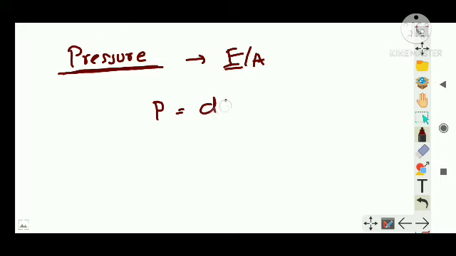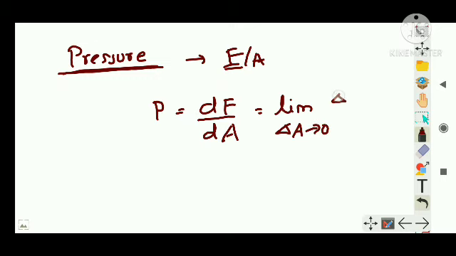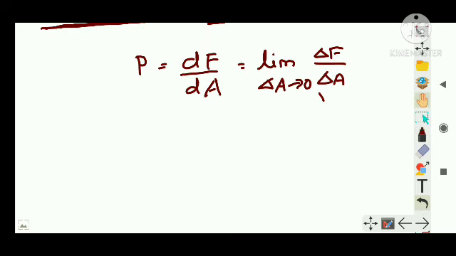If that force is acting on a small area, the force will also be small. So I can say it is dF, small force by small area. Or you can even say, when limit delta A tends to 0, it is delta F by delta A. Commonly, when the force is uniform and not varying that much, you can just say pressure is equal to force by area. This is something you have learned.